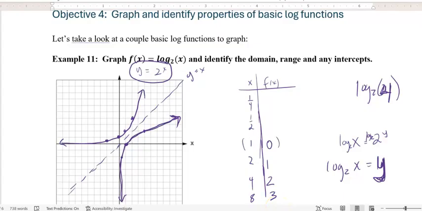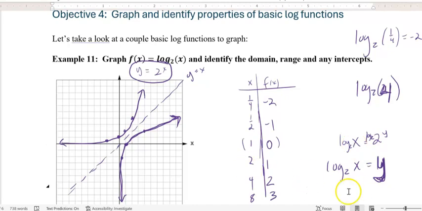And these ones are a little trickier. What's the log base 2 of 1/4? 2 to what power gives you 1/4? That should be negative 2. So (1/4, -2), and so on. Okay? And that's how log functions work.